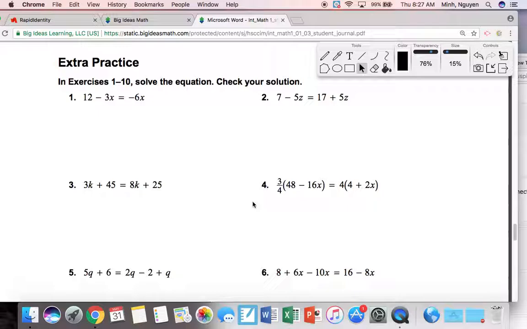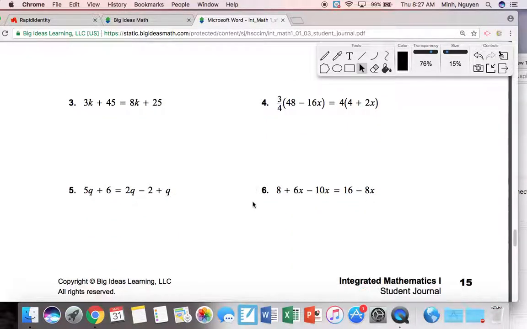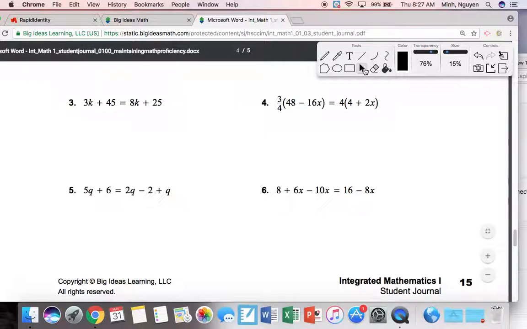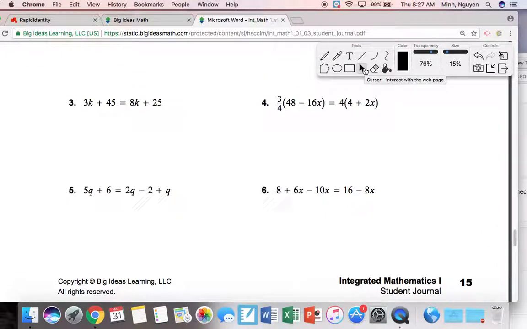Next, let's move down a little bit. So we got 3k plus 45. I'm not going to do number 3. Your two options are to subtract 3k from both sides or to subtract 8k from both sides. And whichever one you do, you just got to make sure you get it by itself. So either of those is a fine way to start. For number 4, though, this one looks a little bit hairier. So we should and we will walk through a fraction.